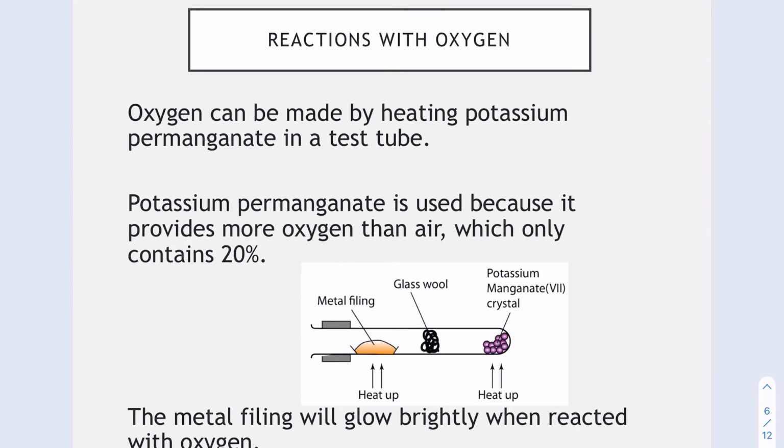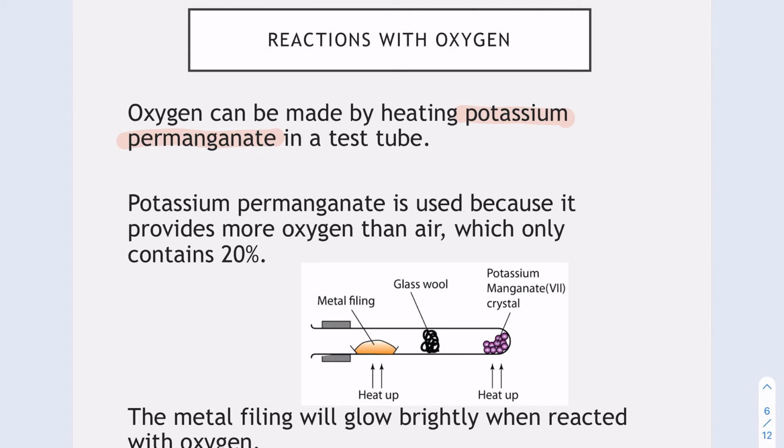So oxygen can be made in the lab by heating up potassium permanganate in a test tube. Now potassium permanganate is a lovely purple kind of solid that you dissolve in water to make this beautiful purple solution. It is basically what we could use in a lab to make oxygen. It also provides more oxygen than the air does. That's why we add it to reactions.